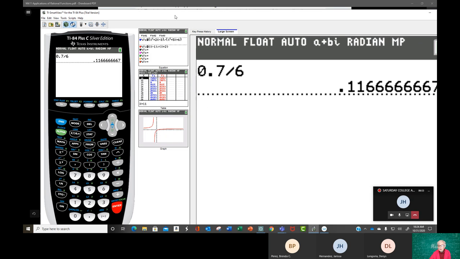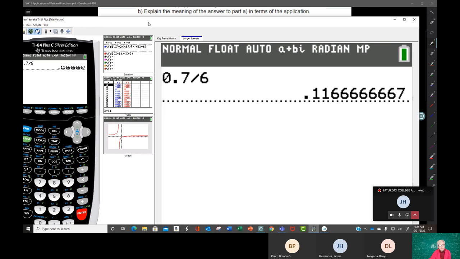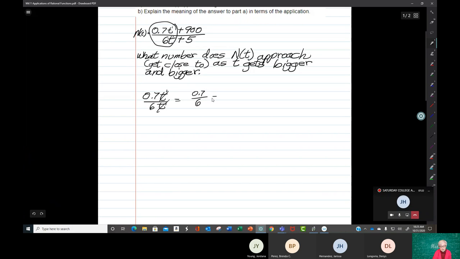So, as t gets bigger and bigger, this is going to get closer and closer and closer to this number. Well, let's round it to one decimal place, say 0.1. Now we're going to look at the graph and you'll see.